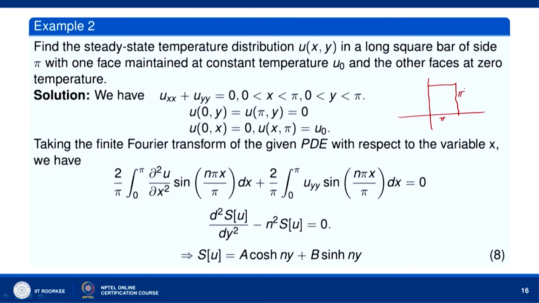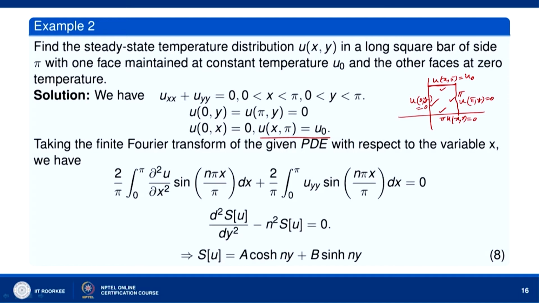Okay. A long square of side pi with one face maintained at constant temperature u naught, u(x, pi) equal to u naught. We have taken this face, this is face u(x, pi). This face is taken as u naught, while the other faces, this is u(0, y), u(0, y) is taken 0, u(pi, y) is taken 0 here, here u(x, 0) equal to 0. So, these three sides are taken at 0 temperature, this fourth side we take at temperature u naught.